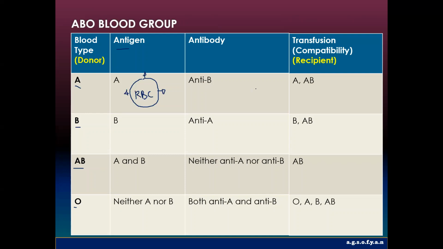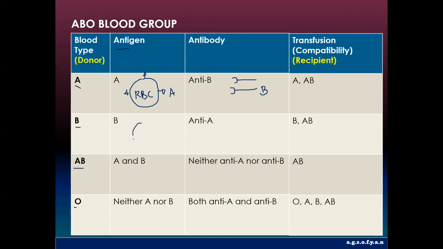So the antibody B will look like this. It is not compatible with A. A looks like a triangle, and this antibody may be curved like this. It will not fit with the antigen A. So this is type A. He will carry antigen A on his red blood cell, and he will be able to produce antibody B in his blood.